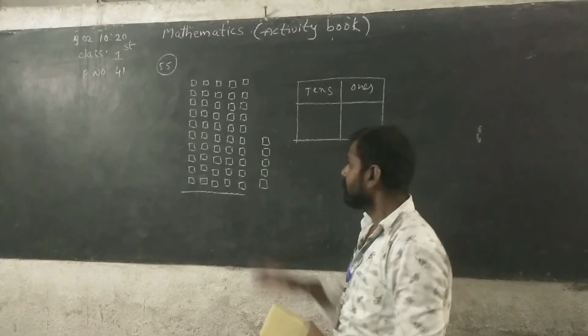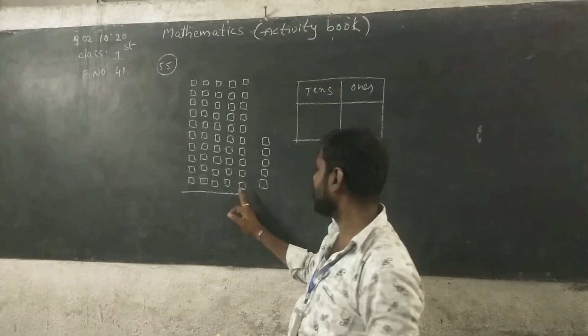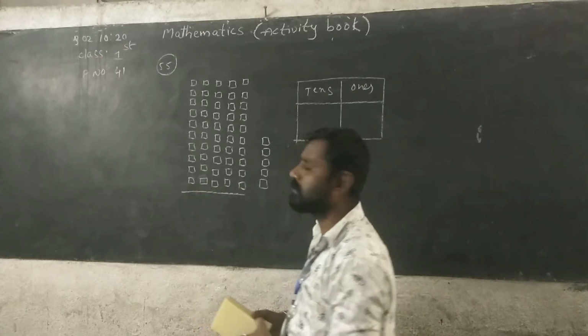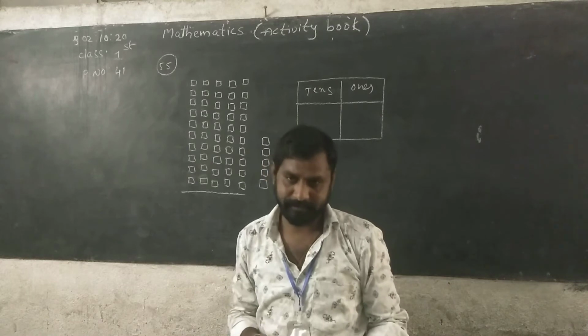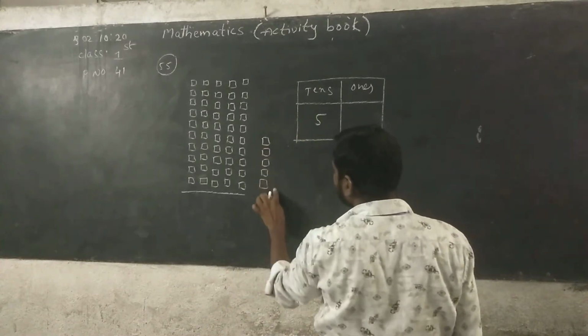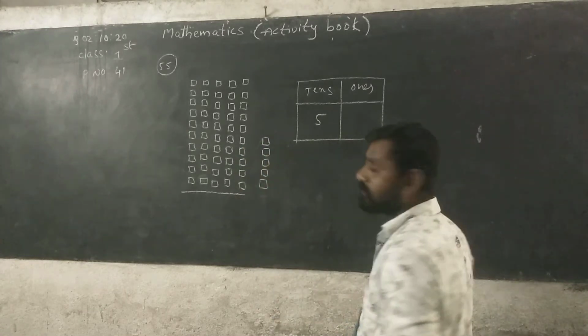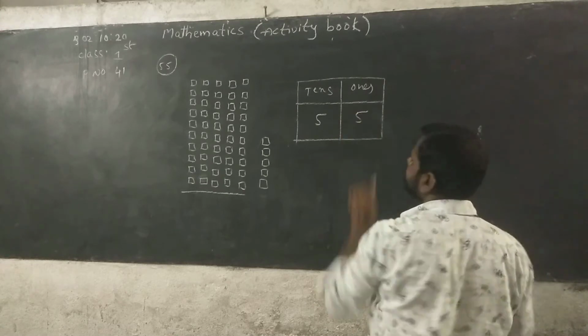See here, one pile contains 10 boxes. How many piles are there? 1, 2, 3, 4, 5. Means 5 is in the tens place. Now next, this is not a pile, this is the ones place. It has 5 boxes. Means 5 is in the ones place. The given number is 55.